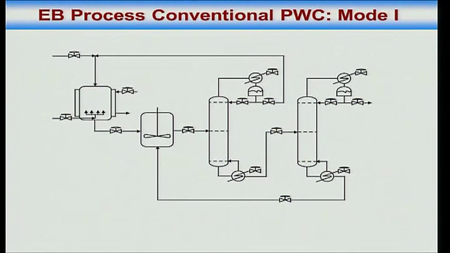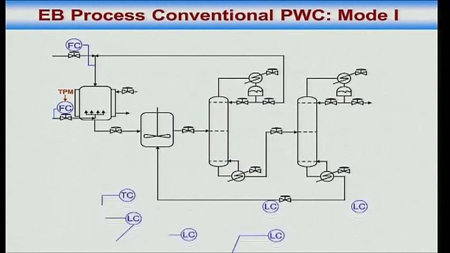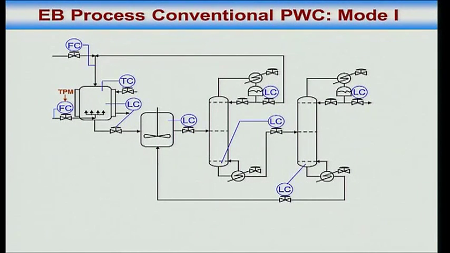Now conventionally what you would do is you would flow control the limiting reactant, which is ethylene, to the reactor. You will keep total benzene going in constant to prevent snowballing and feed benzene as a makeup stream. Yeah, alright. Then the rest is level control, temperature control.